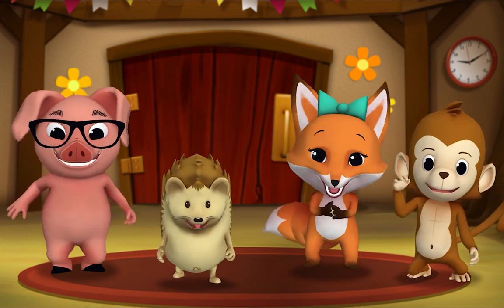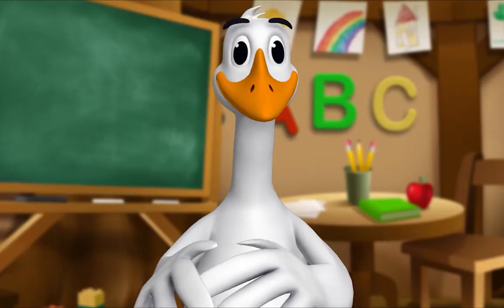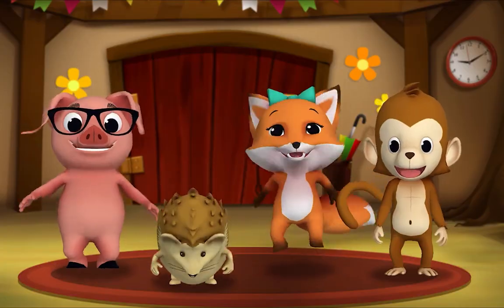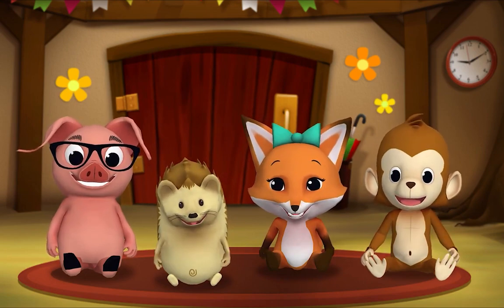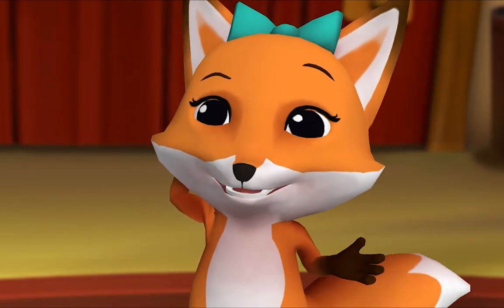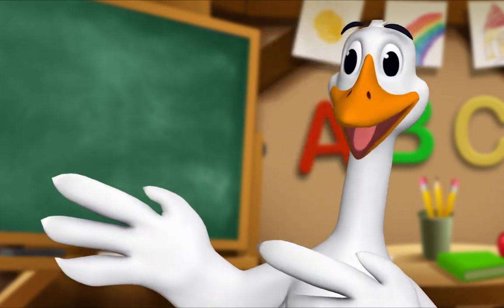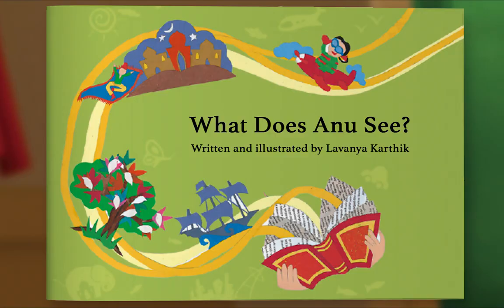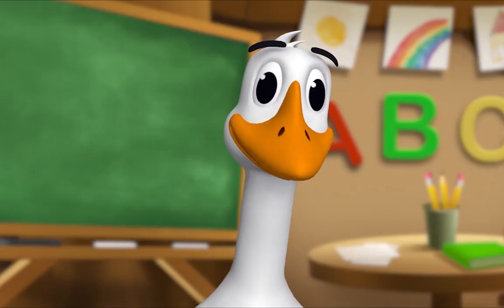It's story time! Yay! Gather round, everyone! What book are we reading? We're reading this one. It's called, What Does Anu See? Anu is a little girl who likes to observe things. That means she looks at them very carefully and notices things. I wonder what she observes. Let's find out. Let's begin.